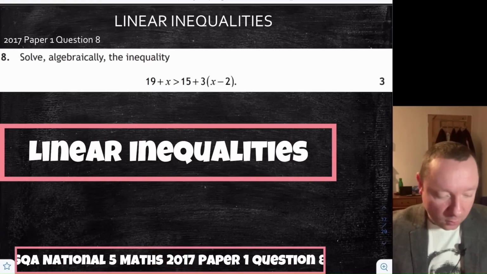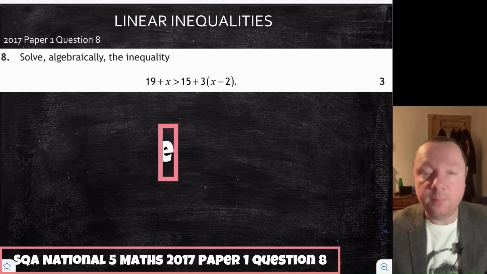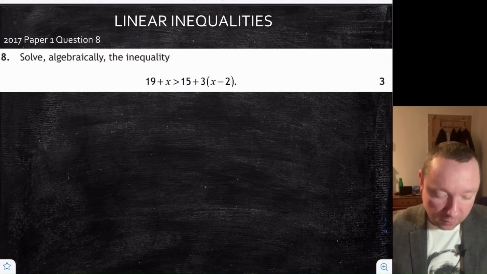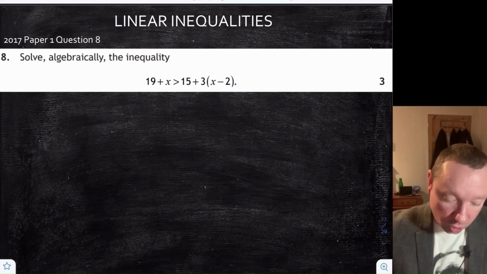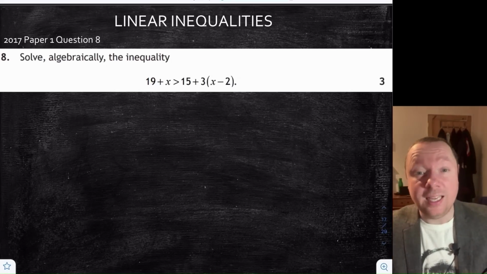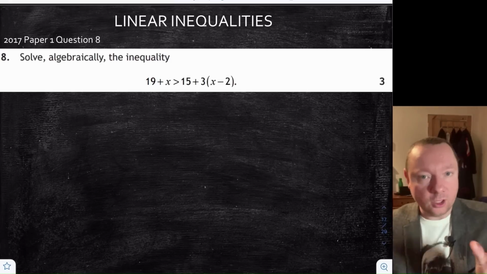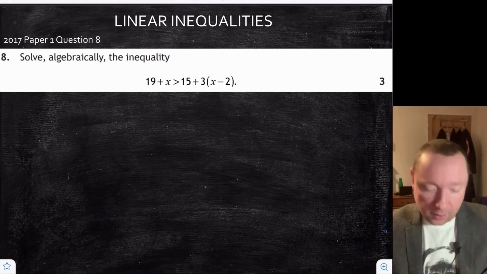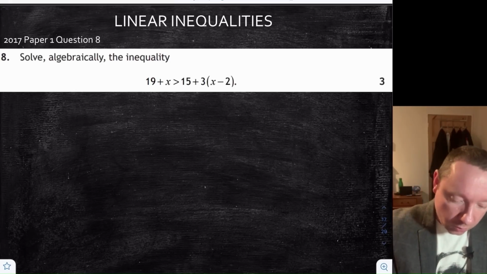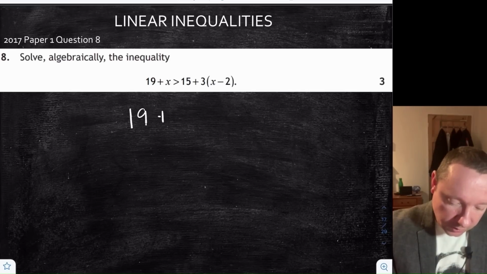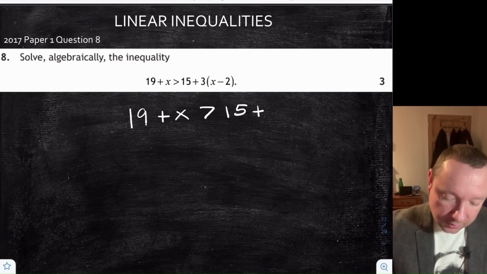Linear inequalities. Let's look at some past paper questions. National 5 Maths 2017, paper 1, question 8. Solve the algebraic inequality, and then it's shown. So these, you just treat the same as equations, but sometimes you have to change the sign. We'll get to that in a minute if we need to. So we've got 19 plus x is greater than 15. Multiplying out the brackets, we get 3x take away 6.